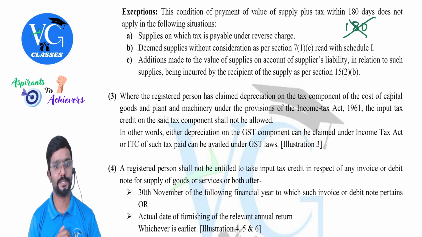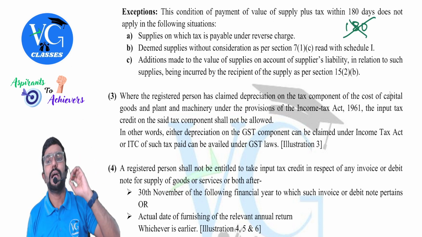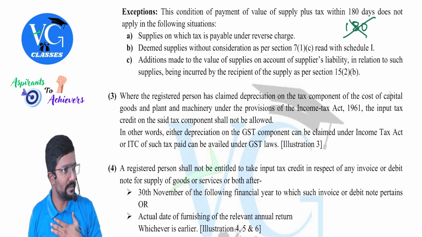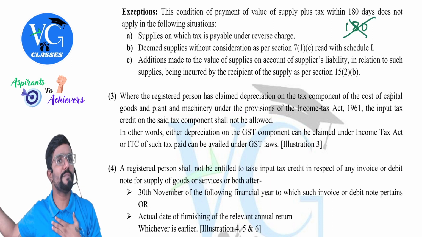When there is no consideration, what will recipient pay to supplier? Got it? Yes. Last one, C. We learned this in the previous chapter. Okay, first let me explain. Listen, guys. As per section 15(2)(b), if the liability of the supplier is paid by recipient, should it be added to the value of supply?